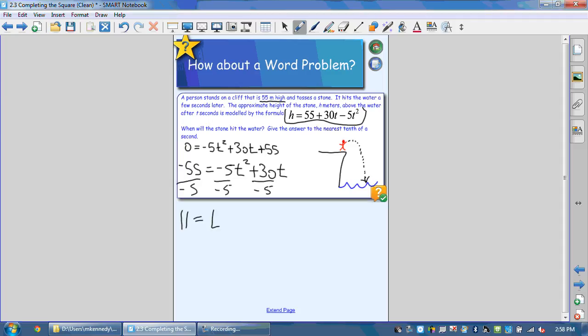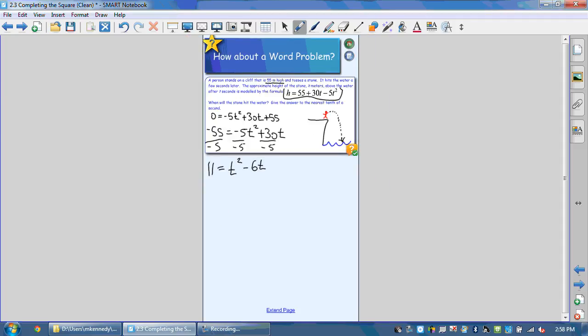Now what's your next? Missing c value. Who knows the missing c value formula? What is it, Megan? B divided by 2 squared. That's your missing c value. B is negative 6. Negative 6 divided by 2 squared. So it works out to be 9. It's positive 9, because when you square it, negative times a negative makes a positive.